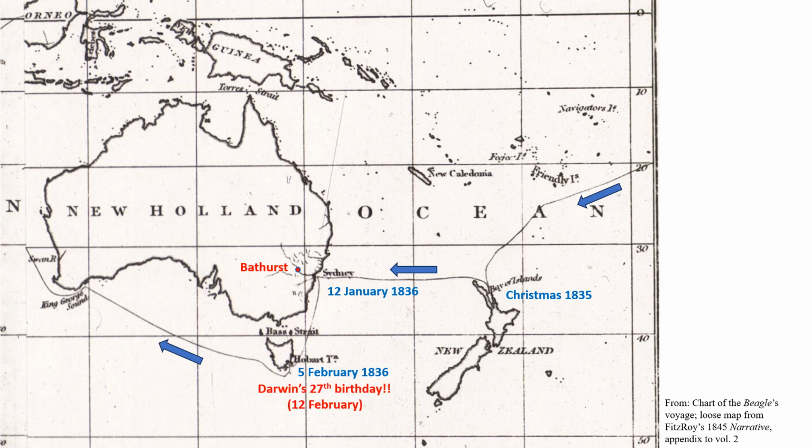By now firmly on its homeward journey, the Beagle sailed westward to King George Sound, its final port of call in Australia. The next presentation details Darwin's arrival in Sydney.